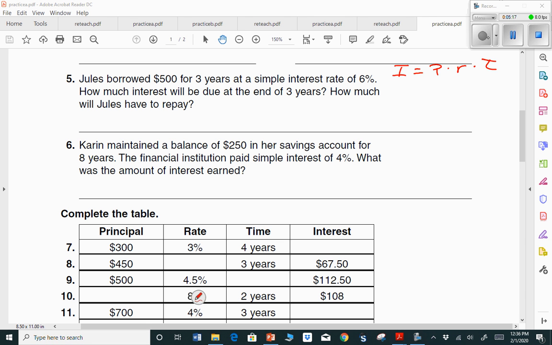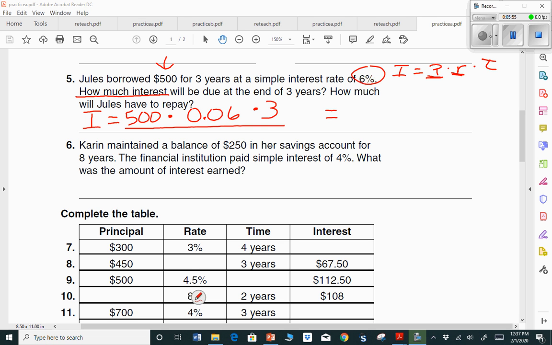Okay, so how much interest? Interest is the thing that we do not know, so we're going to put I for that. Principal is the amount that he borrowed, 500. Rate is always going to be that percent number expressed as a decimal, 0.06. And time in years is 3, so times 3. Then you just put that all in your calculator. It's a simple multiplication problem, and you'll have your answer. The calculator tells us that I equals $90.